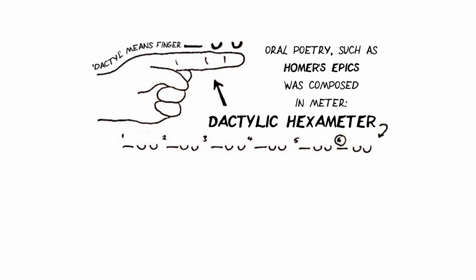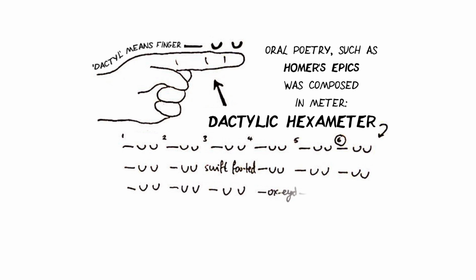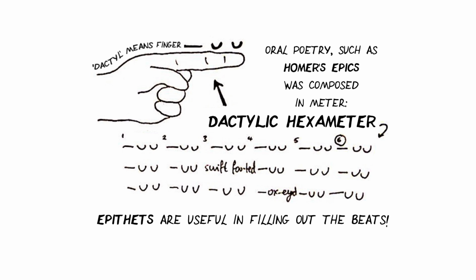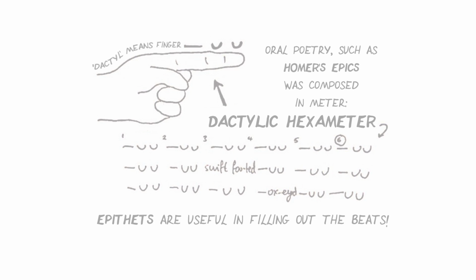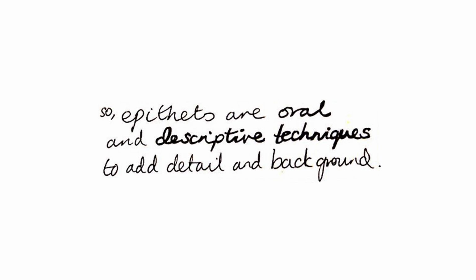So an epithet might fit in like this. Long, short, short, long, short, short, swift-footed, long, short, short, long, short, short, long, short, short, long, short, short, long, short, short, long, short, short, long, ox-eyed, long, short, short, long, short, short. And so epithets are useful in filling out the beats, the lines of poetry, the metrical feet. Epithets, therefore, are oral and descriptive techniques to add detail and background.